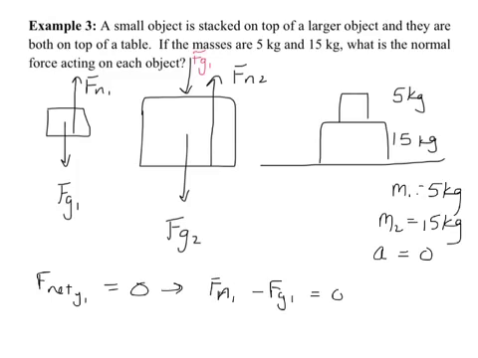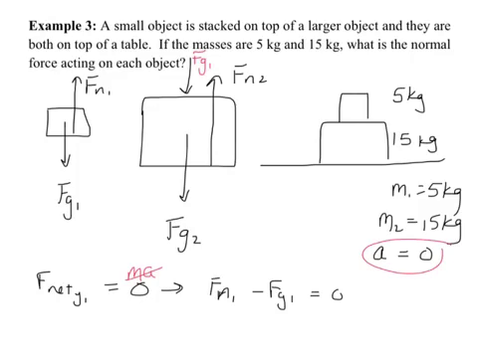Again, just to reiterate, where do these signs come from? The sign of Fn is positive because it's pushing up. Fg is pulling it down, so that gets a negative sign. This is 0 here, even though it's really Ma. But we said a moment ago that a was 0, so that drops off.